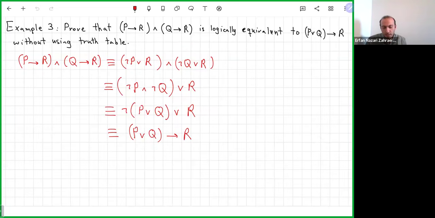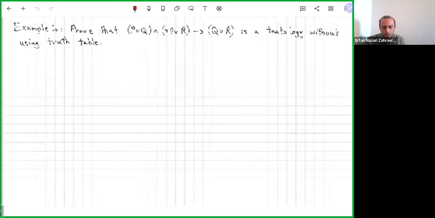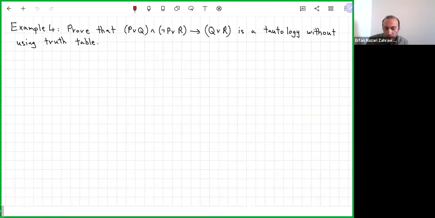Let's do another question similar to this. It's a little bit longer or more complicated, but it's a good example. So let's prove without using truth table, just using logical equivalences. Let's prove that this statement is a tautology. Look, it seems that this is irrelevant. I don't want to prove two things are equivalent. I want to prove one thing is a tautology. It seems that it's irrelevant to equivalences.